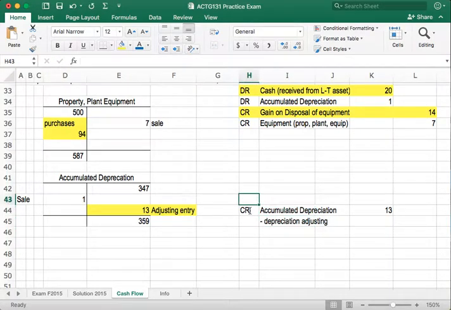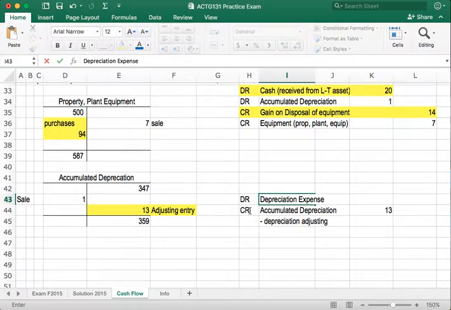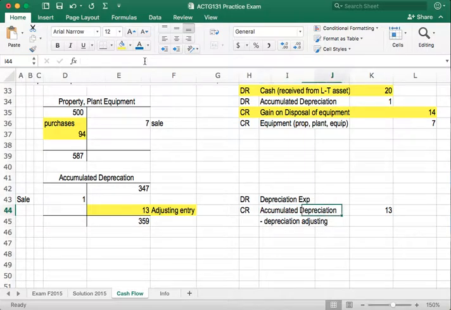The debit that corresponds with this credit is always to depreciation expense. So if you remember this journal entry, this additional journal entry, the depreciation journal entry is always a debit to depreciation expense and a credit to accumulated depreciation. Like a detective, if the credit is 13, therefore the debit is 13. And we need to know what the depreciation expense is in order to complete our second line in operating activity for our statement of cash flows.